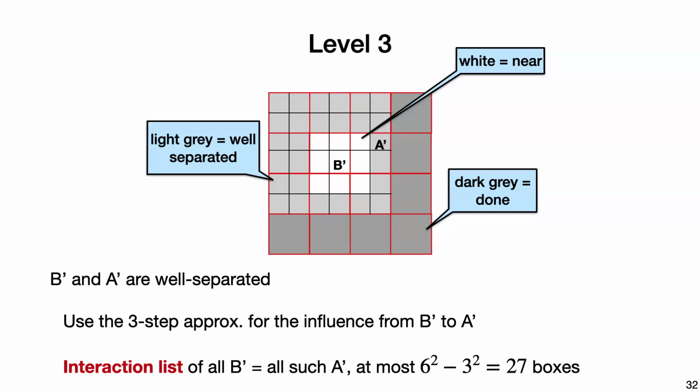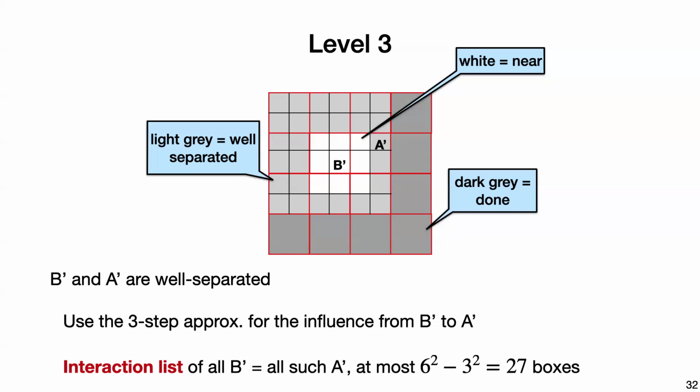All these gray, light gray and white were all white one level up, but since we went one level down, the boxes became smaller, and the set of neighboring boxes has also become smaller. So these were all neighboring. If you remember, this was B one level up, and these were all neighbors to B, so we couldn't use far approximation. But now when we go one level down, these are all neighbors of B prime, and these are all now we can use the far approximation.